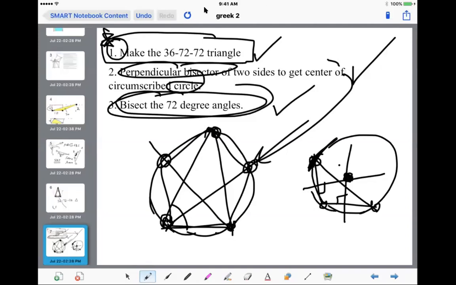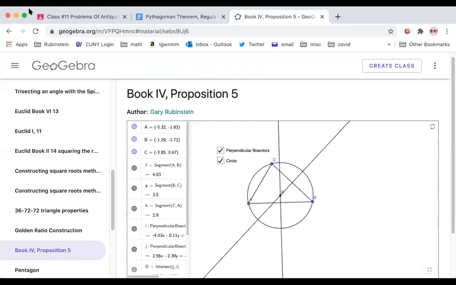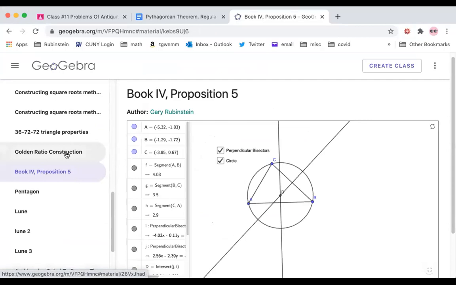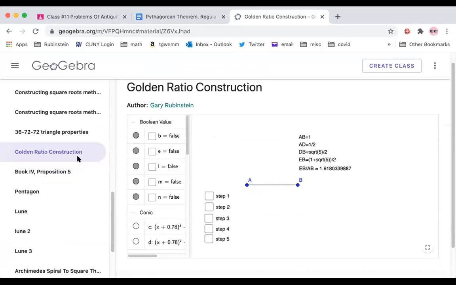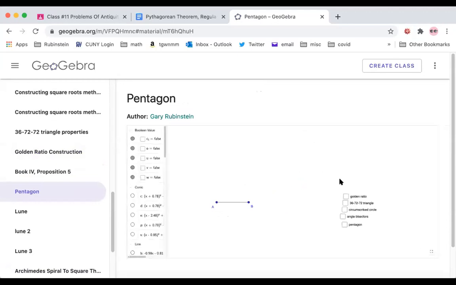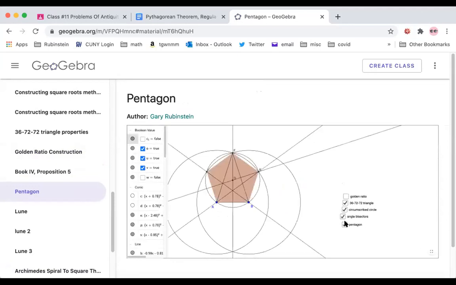I'm going to move over to the GeoGebra for a second just to show you the plan in action. Where is it? Golden ratio construction. Oh, here we are. Pentagon. 36, 72 triangle, circle around it, angle bisectors, pentagon. That's the plan.